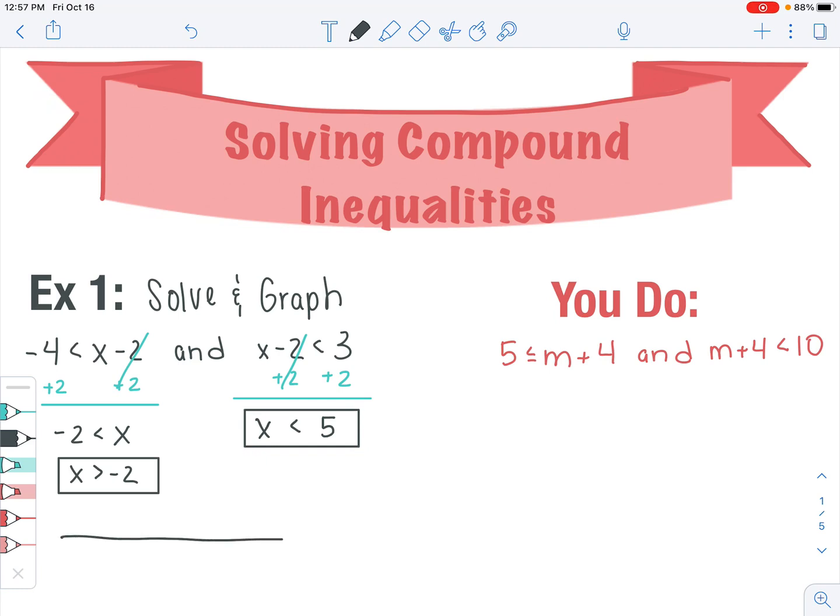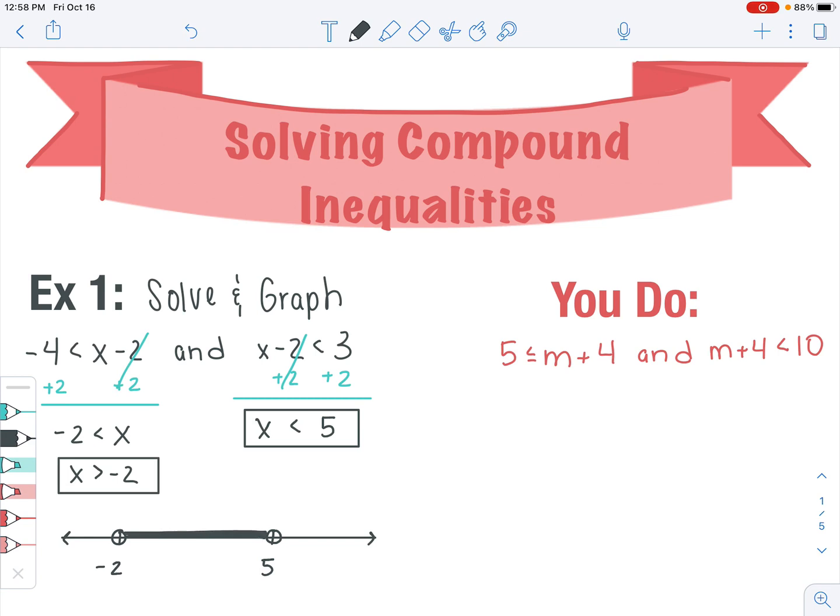So I'm going to draw in my number line. I'm going to bring down my -2 and my 5. My -2 gets an open circle because it's got a greater than sign. And my 5 is getting an open circle because it's a less than sign. And then I see it's an and problem, so I know I have to shade what they share. And since I want numbers that are greater than -2 and less than 5, I want everything in between.